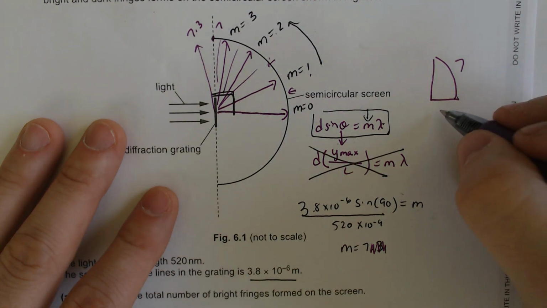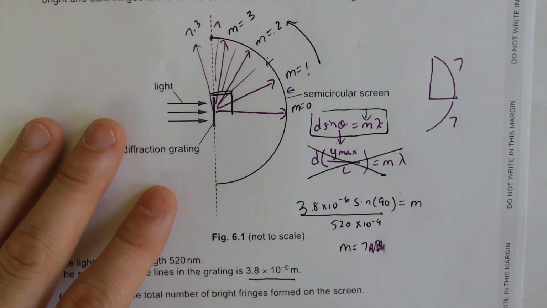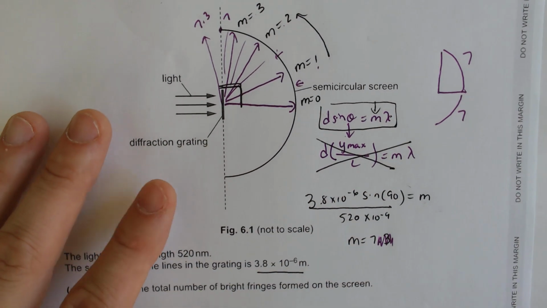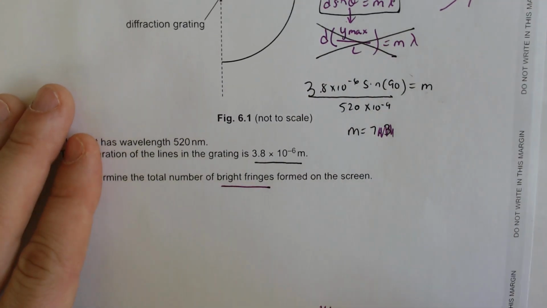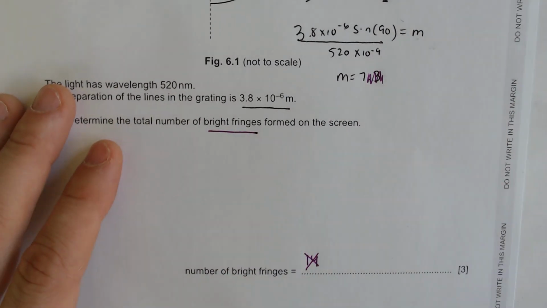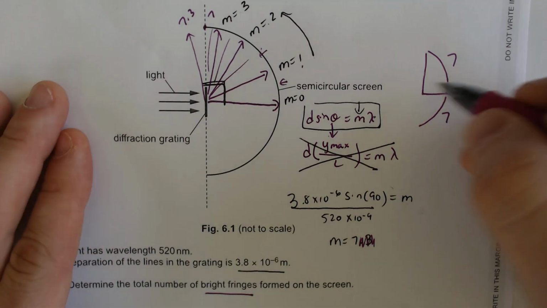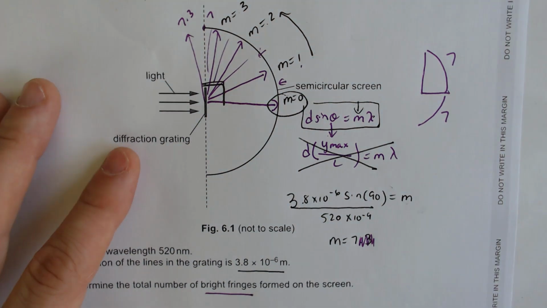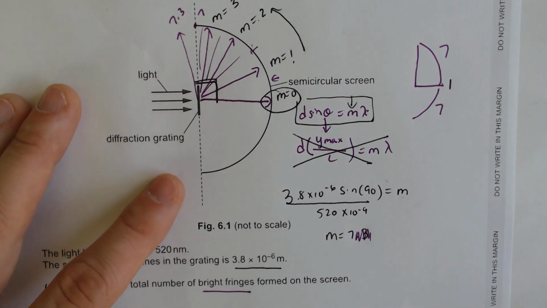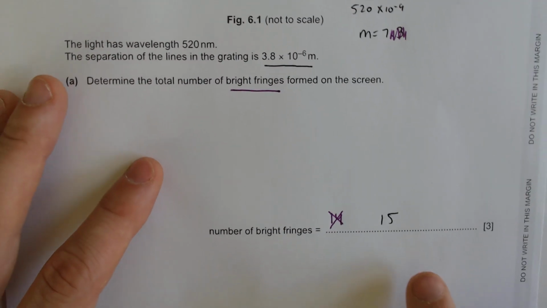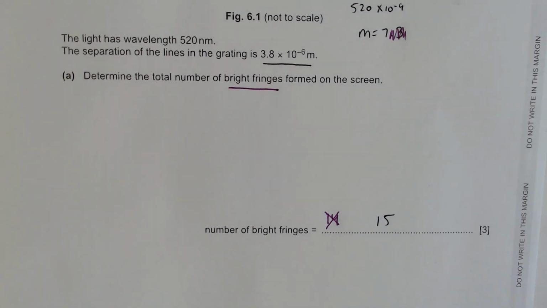Well, how many would we have on the bottom half then? We would have another 7. Many students think, okay, 7 on the top, 7 on the bottom, we got 14 total bright spots, and we'd be done. We'd write 14, and we would be wrong. Even though this is a three-pointer, even though you were so close to the end, it's not 14, because the first and brightest spot in the middle does not count as an M value, and we have to add that 1 in the middle as well, which gives us a total of 15 bright fringes. And that is how you solve that problem.